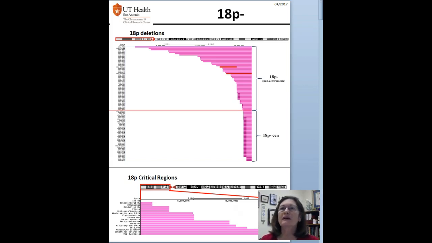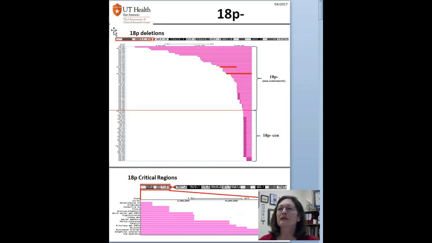So this is the handout for 18p-. And if you have ever heard me give a talk before, you've seen these diagrams many times. And so let me explain for those of you who are new. At the top of this diagram is an ideogram of chromosome 18. Shown here, here's the P arm, here's the centromere right here, and this is the Q arm. So anyone with any deletion of any size anywhere from this part of the chromosome has 18p-.